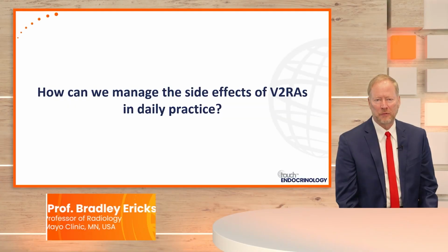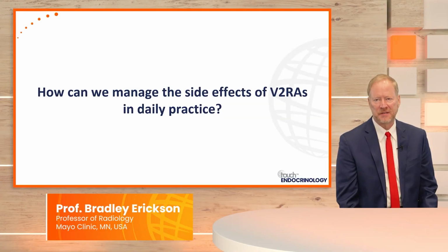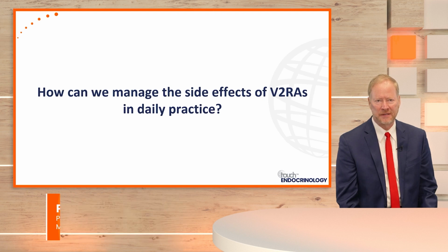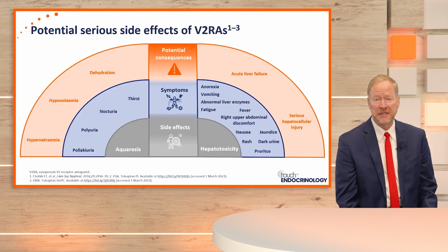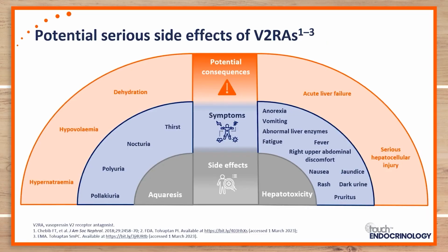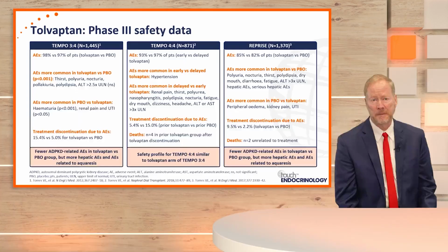Finally, we come to the important question of how to manage the side effects of V2RAs in daily practice. There are some potentially serious side effects of these drugs. These include things like dehydration, hypovolemia, hypernatremia, and that ultimately is due to aquaresis. On the other hand, you also have important liver function problems. There can be acute liver failure as well as serious hepatocellular injury, all stemming from hepatotoxicity.